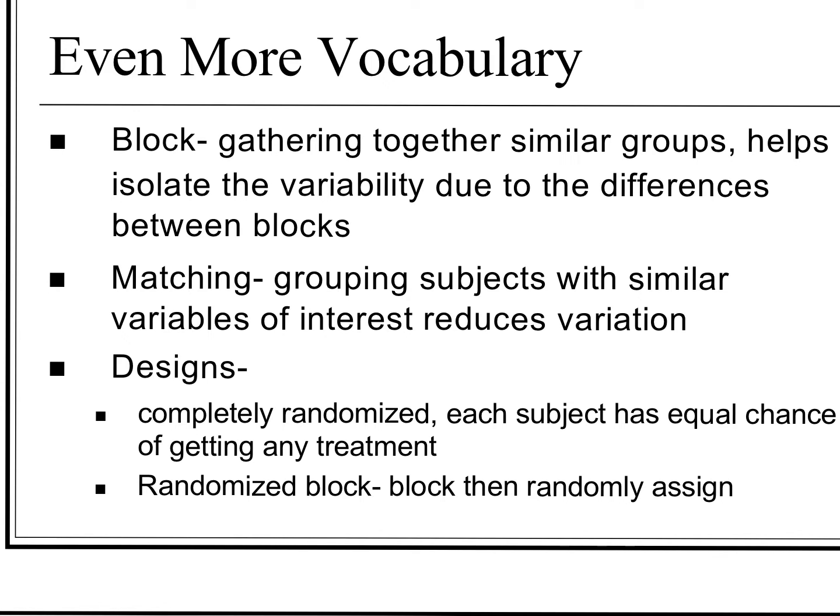So we have 2 types. Our designs are completely randomized. That would be if we just randomly assigned you to either group A or B, or a randomized block design. We did a block design because we grouped you based on your initial heart rate. And then we randomly assigned within our blocks.